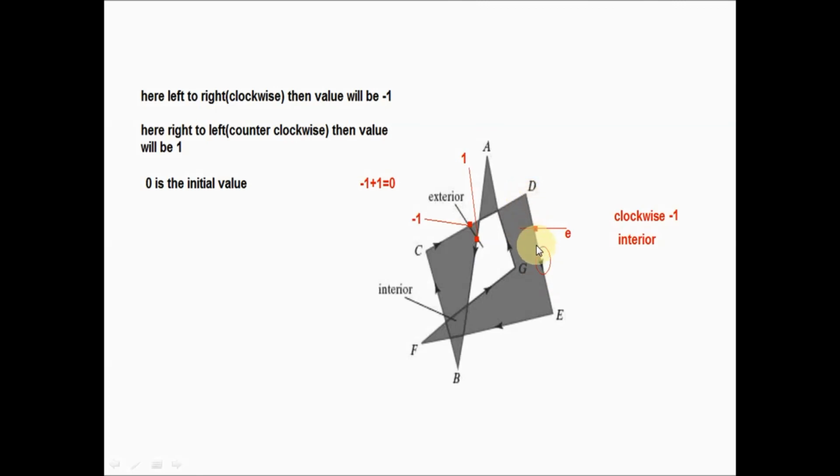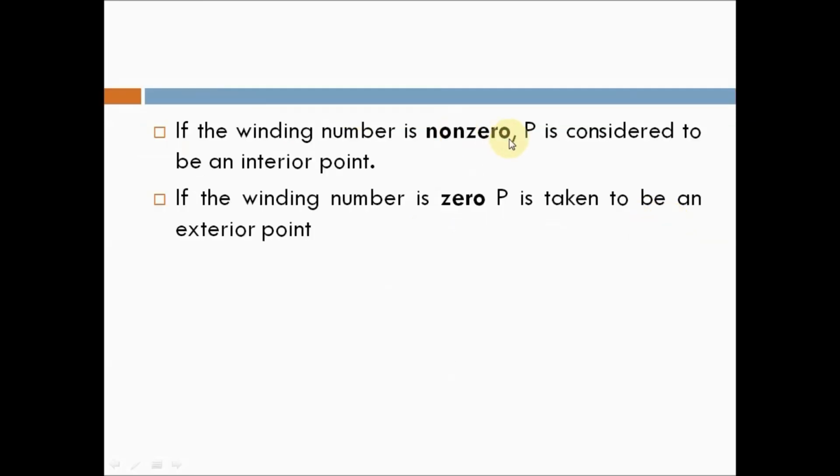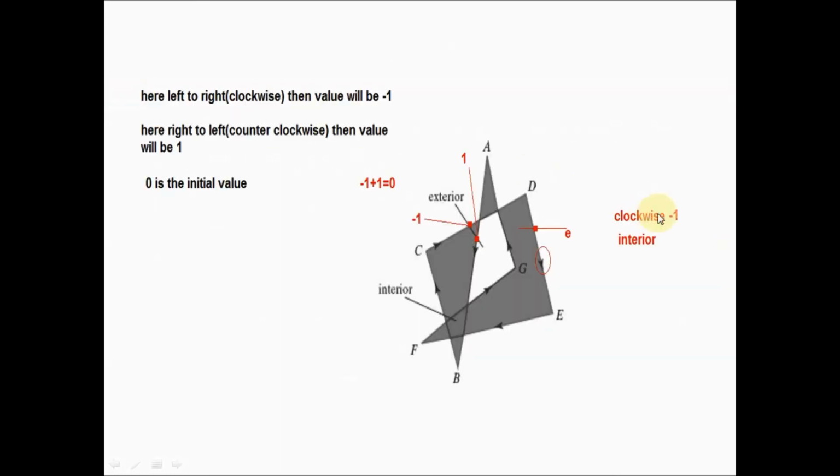I am moving from which direction? From left to right, see the arrow mark. You are standing here and moving from left to right. What is left to right here? The value will be minus 1, that is clockwise. So what does the rule say? Minus 1 is a non-zero number. Even if it is positive, no problem, negative, no problem, it should not be 0. When the value is minus 1, that is non-zero, the point is considered interior. So that's why this region is called the interior region.